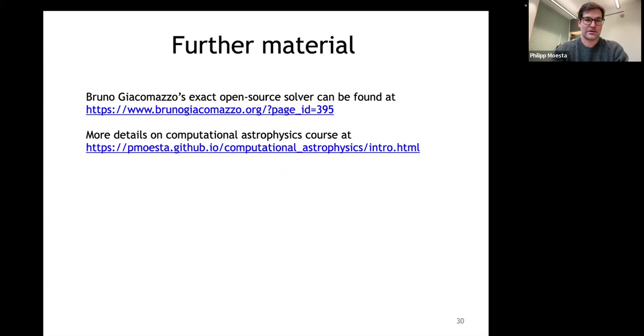With that, let me summarize and point you to the two resources that I had also linked before. One of them is my course notes on computational astrophysics, and the other one is Bruno Giacomazzo's exact open source Riemann solver that you can play around with for MHD. And with that, let me thank you for your attention, and I'm happy to take any questions.